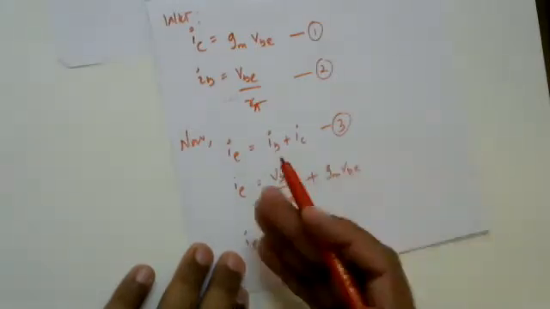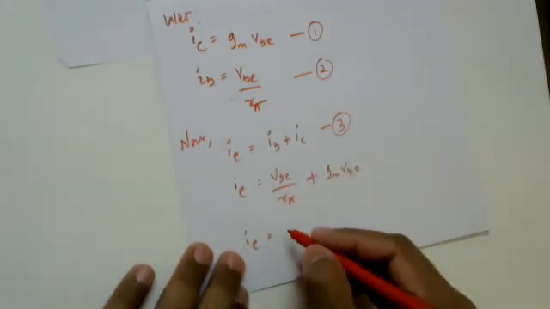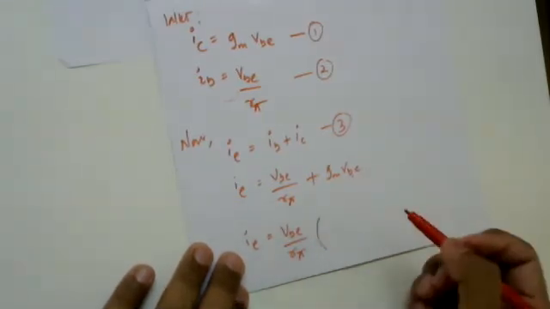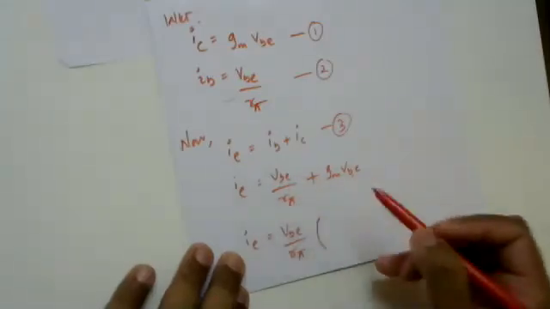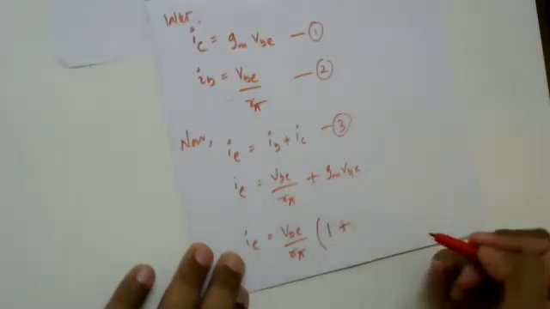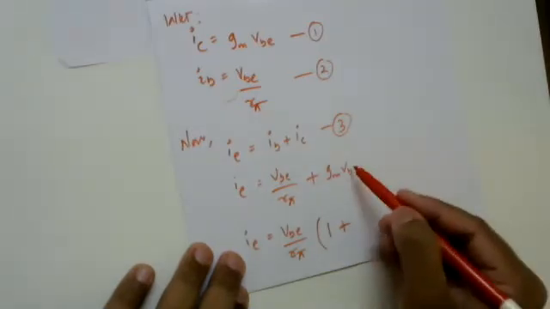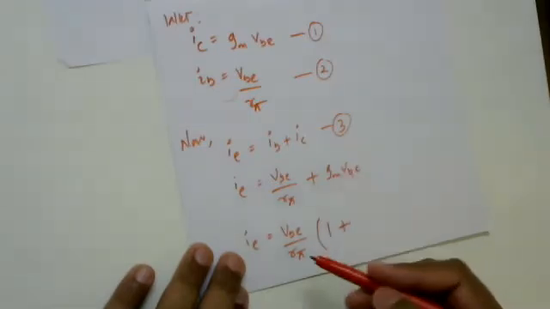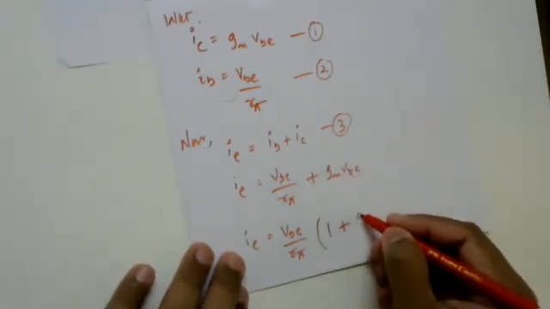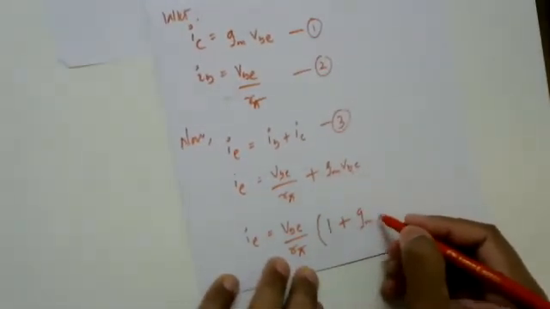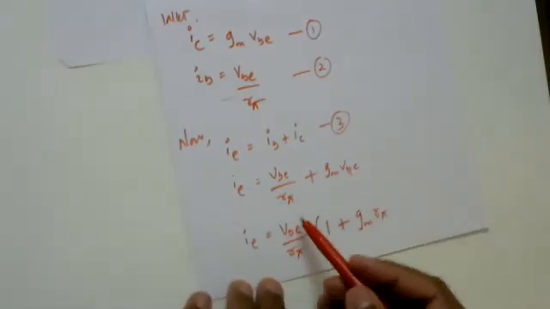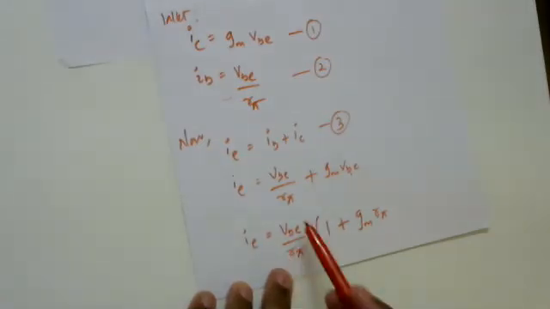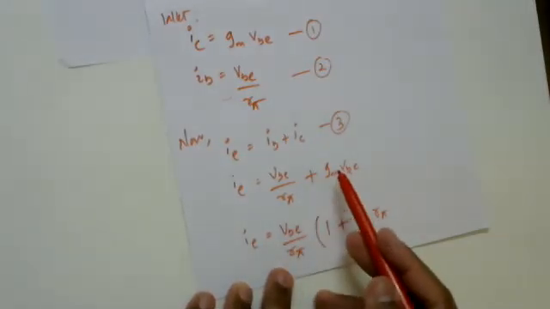That is VBE by R pi itself, I take it common outside. So if I take VBE by R pi common outside, what is it which will be left out? So this is 1 plus. Now what is left out over here? VBE is there, so I have taken it outside. But R pi is not over here, right? Since R pi is not over here, I should write this term as GM into R pi, because I have taken R pi common outside, wherein R pi is there in the denominator. Because once again, when I multiply this term over here, I should be able to get back this equation.